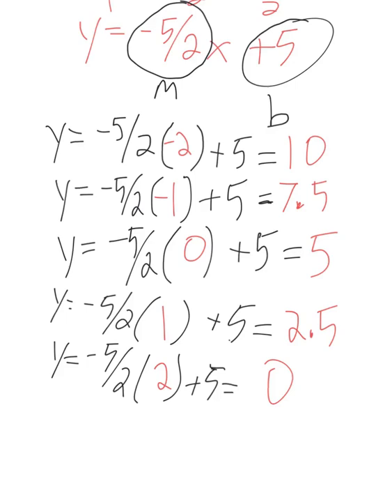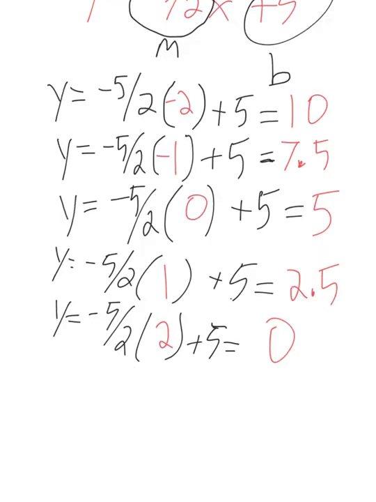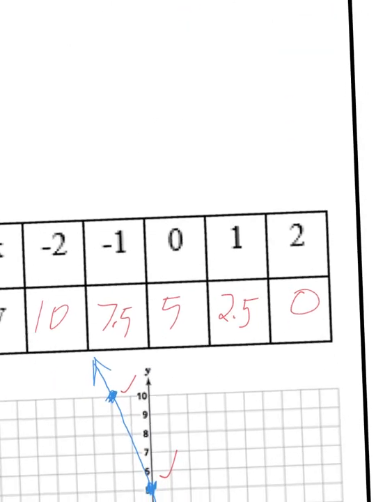And then just plugging that in, negative 5 over 2 times negative 2 plus 5 got me positive 10, because 2 negatives multiply to get a positive. 2 negatives multiply and get positive 2.5 plus 5 to give me 7.5. And then you notice the pattern, it's counting down by 2.5, because 5 divided by 2 is 2.5. So negative 5 over 2 times 0 plus 5 is 5. The next value is 2.5. The next value is 0. And then I just wrote them down here in my table.